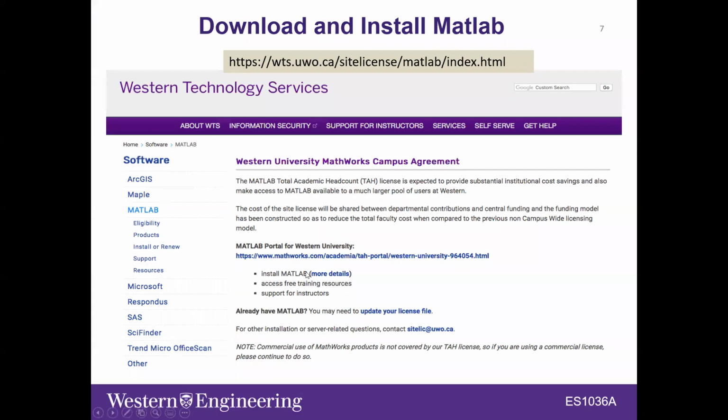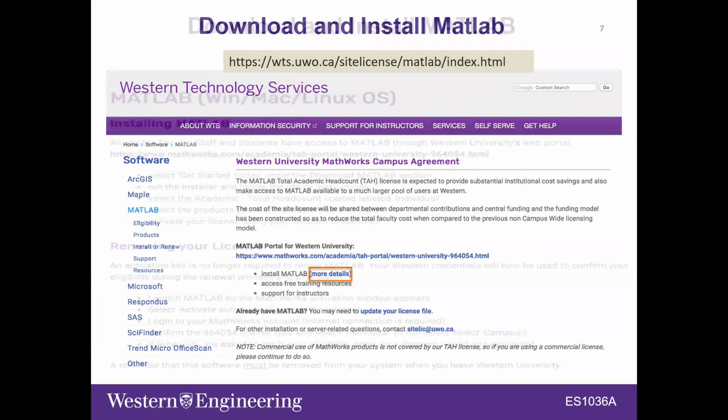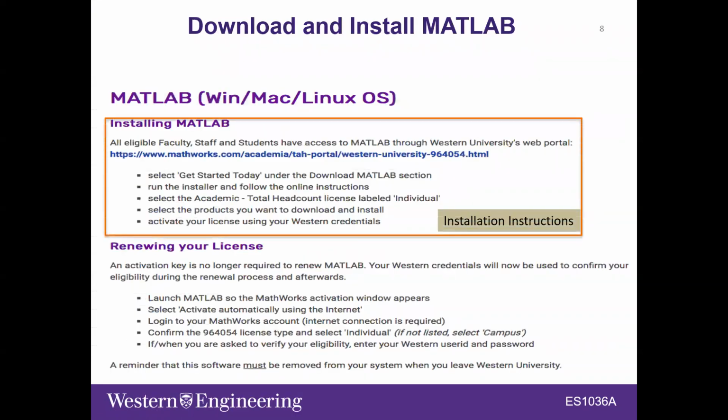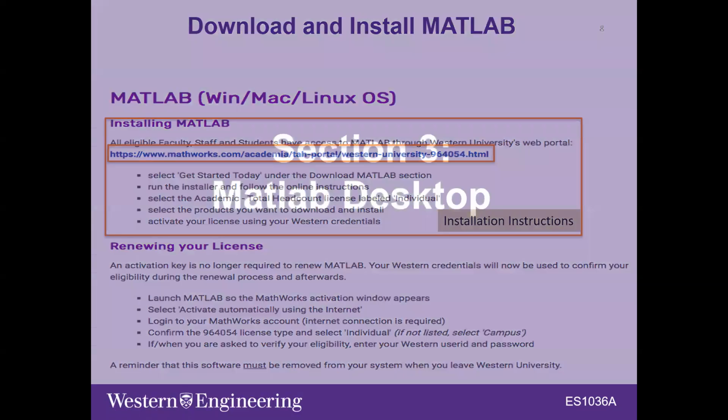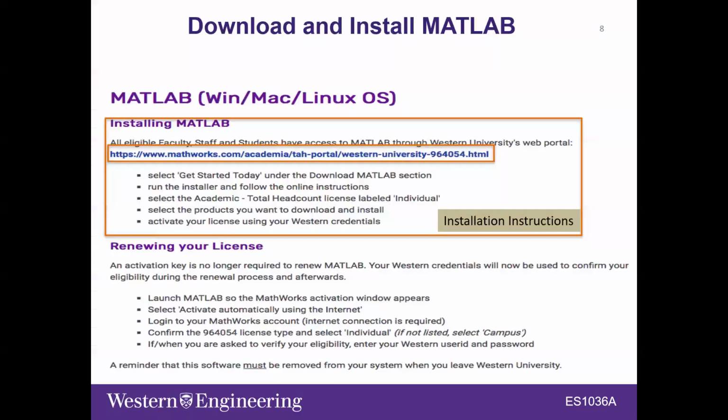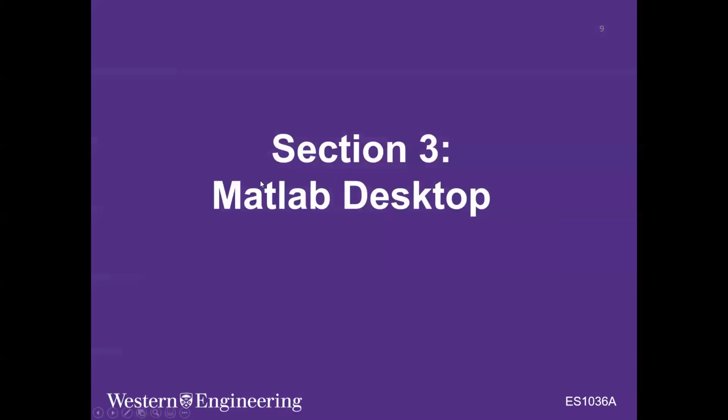So how to download and install MATLAB? You can go here at Western. Each Western engineering student is entitled to a MATLAB license, so you can install it on your own machine for free. Here are the instructions on how to renew your license, do the installation, all of these things.